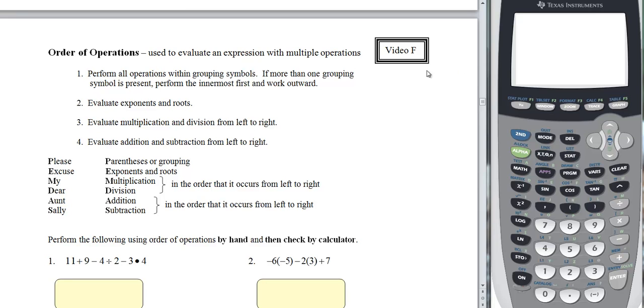Now I referred to "Please Excuse My Dear Aunt Sally" before. P is referring to parentheses or grouping symbols. The E in "Excuse" is exponents, roots. "My Dear" is multiplication, division in the order in which it occurs from left to right. And "Aunt Sally" is referring to addition, subtraction in the order that it occurs from left to right.